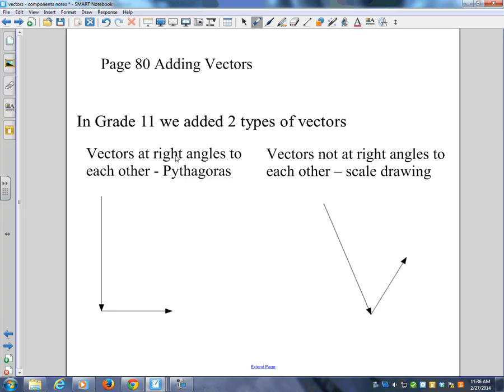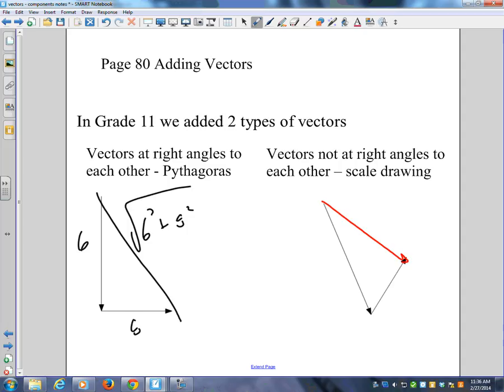In grade 11, we added two types of vectors. We did them at right angles to each other, and we did that by Pythagoras, right? So if you've got 6 here and 8 here, then that's going to be 6 squared plus 8 squared, and then you take the square root of it, right? You have done that, right? If it's not at a right angle, then you had to do it by scale drawing, and you would get your ruler and your protractor out. You probably remember that from grade 11.